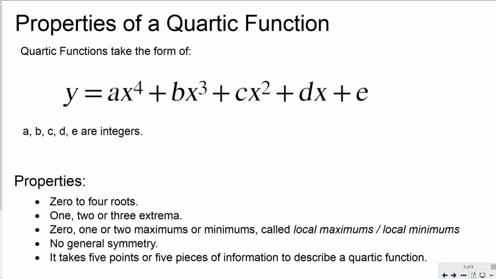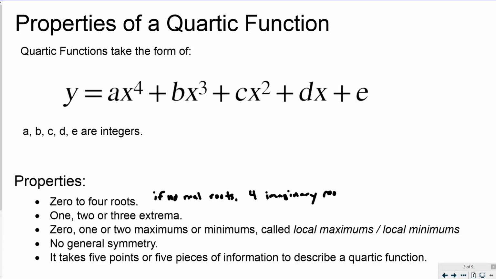Special properties of a quartic function, you can have from 0 to 4 roots. So it is possible with a quartic to not have any roots. If you didn't have any real roots, you would in fact have 4 imaginary roots. So I'm going to go ahead and write that here. If no real roots, you have 4 imaginary roots.